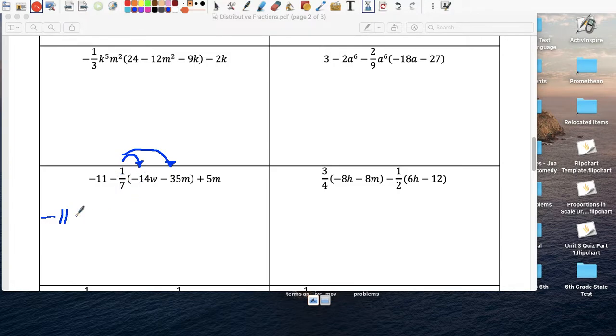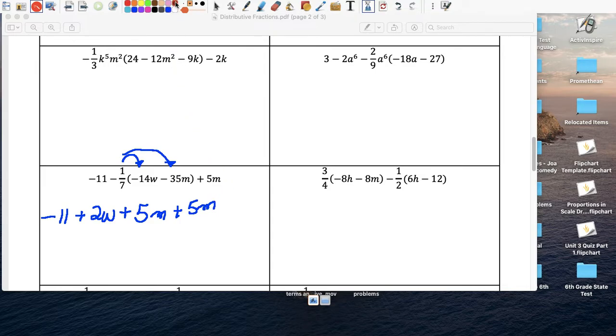Negative and negative is a positive, and what is 1/7 of 14? It is 2, right? 2, don't forget the w. Negative and negative is a positive, and what is 1/7 of 35? That would be just 5, and don't forget the m. And then plus the 5m that's outside.